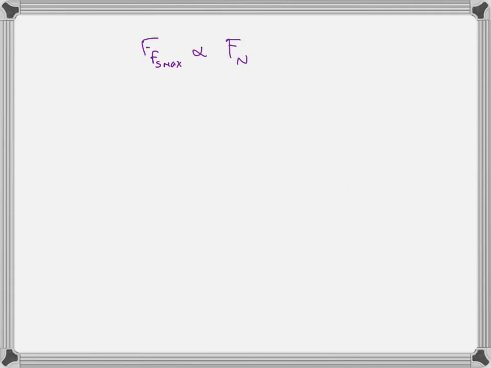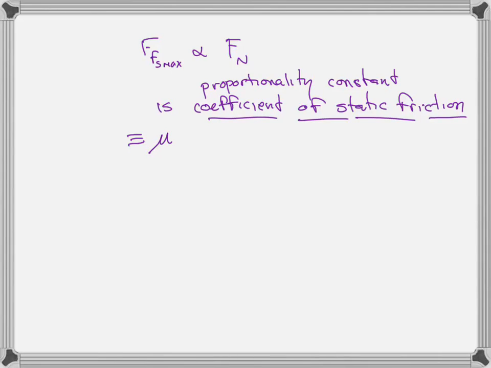Okay, FFS max is proportional to the normal force. That's just observation. That's empirical. And the proportionality constant is called the coefficient of friction. And because this is static friction, we'll say it's the coefficient of static friction, because we will differentiate that from other kinds of friction. So the coefficient of static friction, we call it by the Greek letter mu. This is the Greek letter mu, like what a cat says, mu, right? Or, well, cats say meow, but anyway.